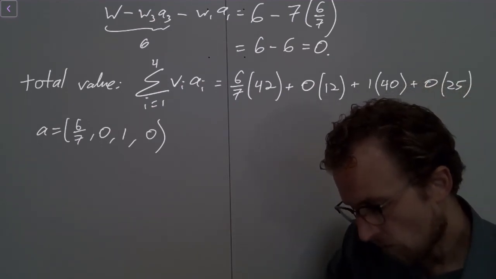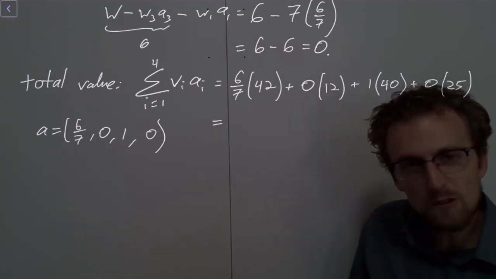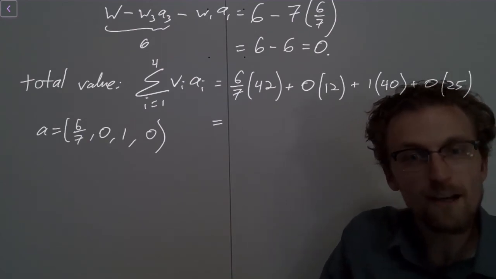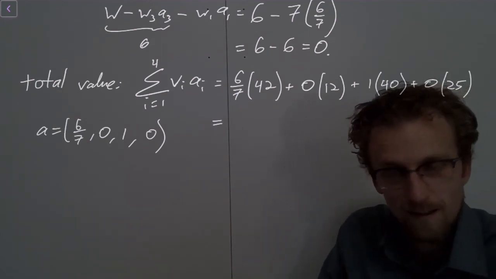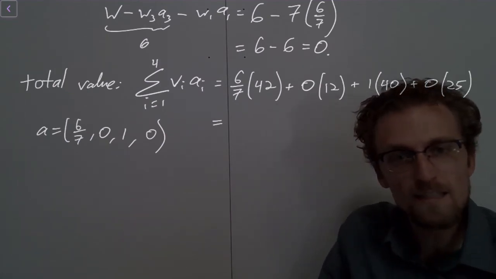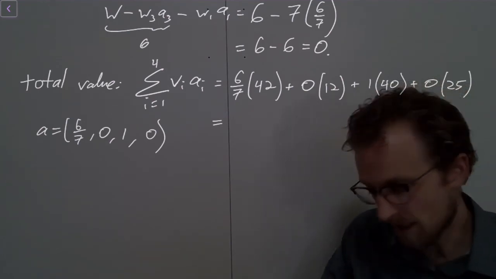Okay, so what is 6/7 of 42? Well, 42 divided by 7. Do a little bit of math in your head there, and you'll find it's 6, right? So 1/7 of 42 is 6. So 6 times that is 36.